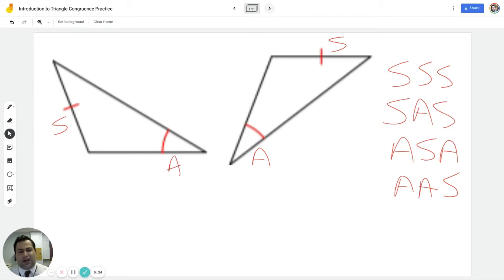So I have a side and an angle. I only have two letters. Well, none of these are two letters, so we don't have any of these, and these are not congruent. Or a better way to say that is we don't have enough information to say that they're congruent.